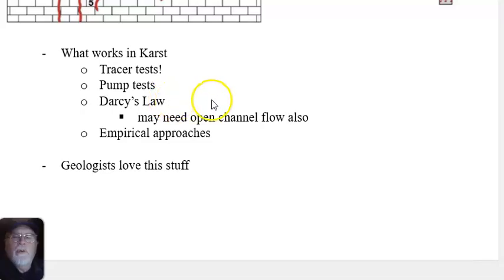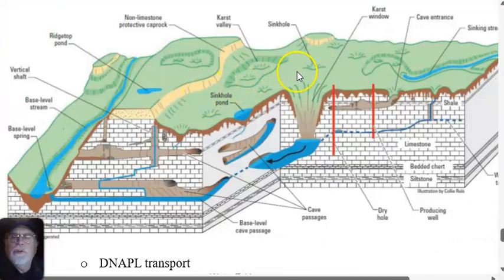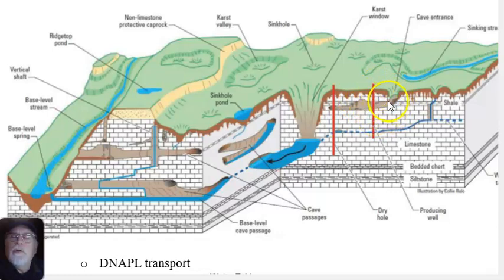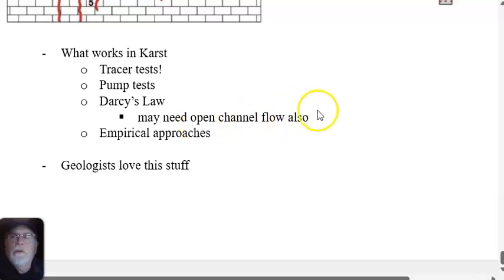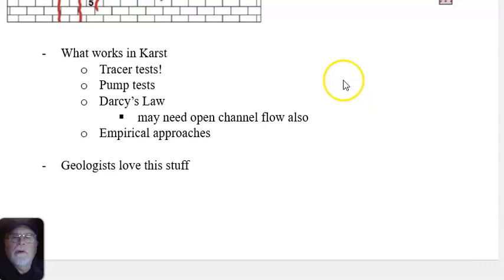Darcy's law still works. So in most situations here, I have this well down here. I can take the drawdown versus distance and the flow. I can calculate all that using Darcy's law. If I get to this thing down here where I have a big channel down there, well, then maybe that's open channel flow. So these things still work, but you just have to keep in the back of your mind that you're dealing with a different situation.